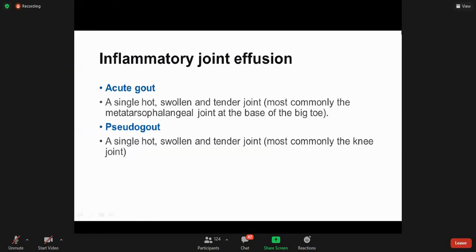हमने reactive भी बताया. Acute gout. Acute gout patient will present with a single hot, swollen and tender joint, most commonly the metatarsophalangeal joint, जो हमारा big toe है. ठीक है. At the base of the big toe. Pseudo gout also presents with a single hot, swollen, tender joint like the knee joint.